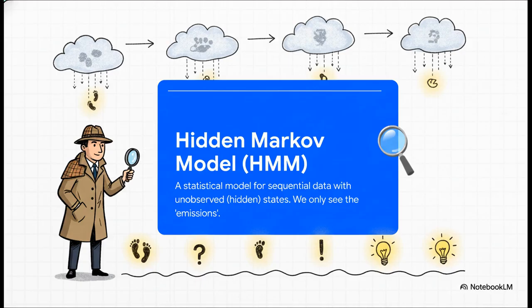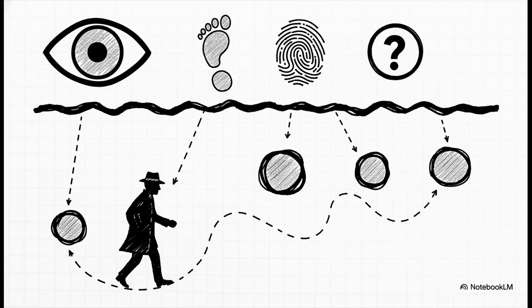Okay, I know, the definition sounds super technical, but the idea behind it is actually really simple. Just imagine there's a process that moves through a series of hidden stages. We can't see them directly. But at each one of those hidden stages, it leaves behind a little clue that we can see. The model calls these clues emissions. And that's the entire game right there.